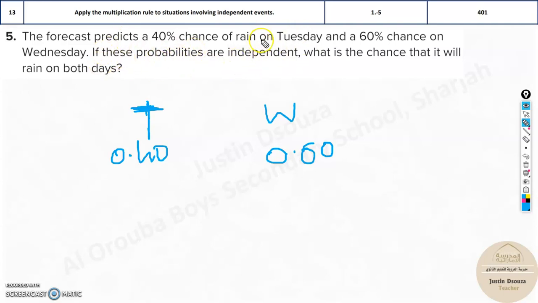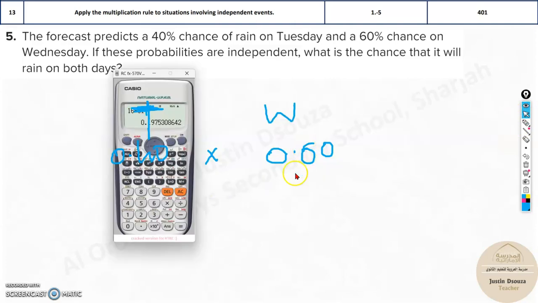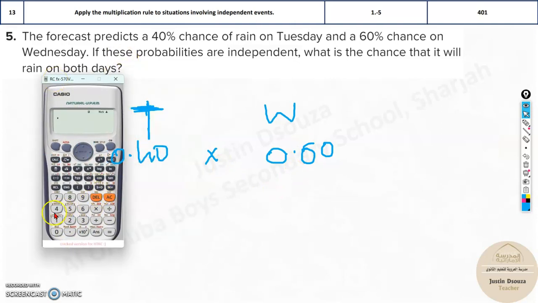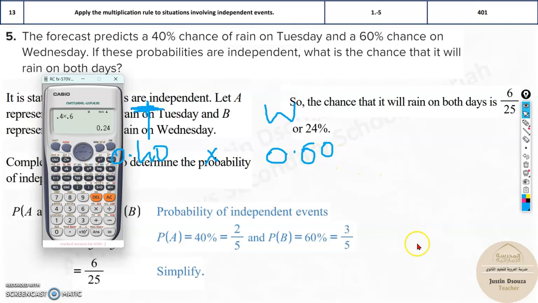What is the probability, if these probabilities are independent, not dependent on each other, that both days will have rain? Just multiply this. That's it. Now, we can use multiplication over here. 0.4 multiplied by 0.6. The answer is 6 by 25, or 24%. The final answer is 24%.